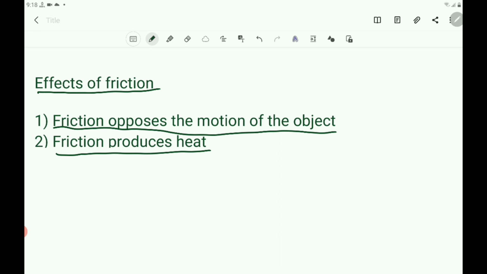How does friction produce heat? If you rub your palms, your palms become hot. That is why rubbing your hands together makes them warmer. Friction causes the molecules on rubbing surfaces to move faster, so they have more energy. This gives them a higher temperature and they feel warmer.